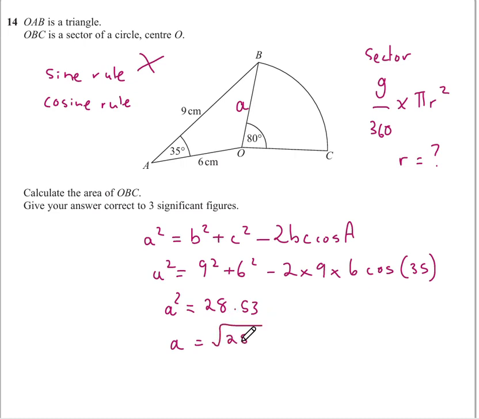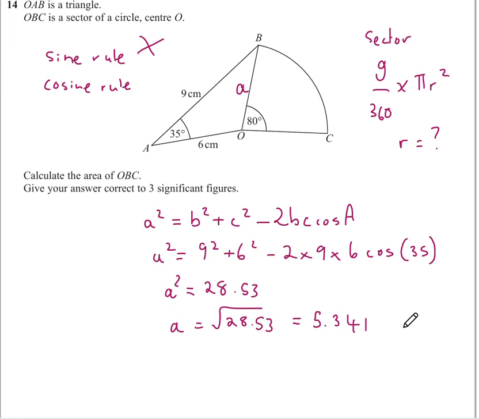Don't forget to square root at this point, so square root. It's going to give me 5.34. I want my end answer to be correct to 3 significant figures. So it's always good practice, with any values that I'm using in the interim, to round them to 4 or more significant figures. Okay, so I've worked out a, which is actually my radius, isn't it? So we've got the radius is 5.341 centimeters.